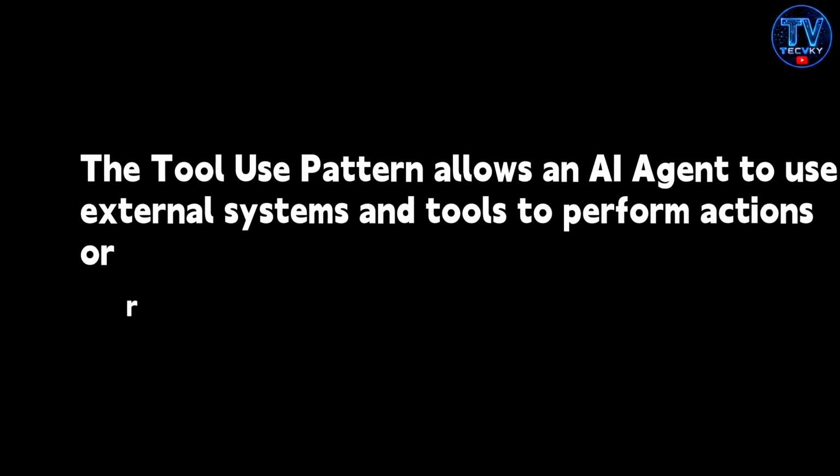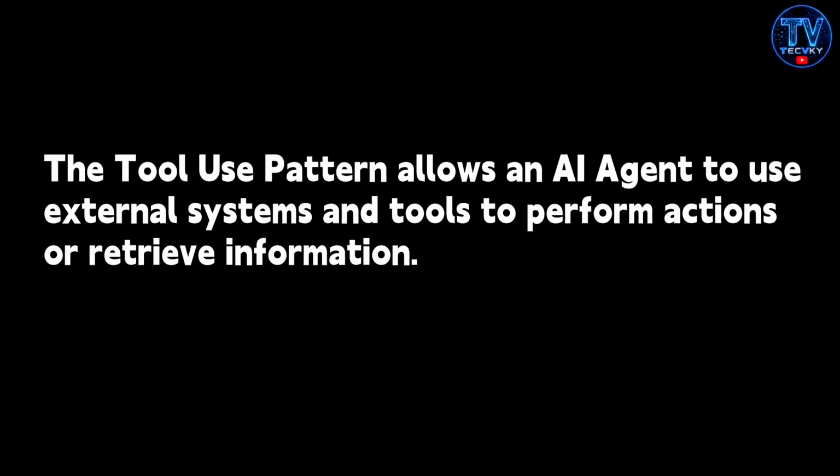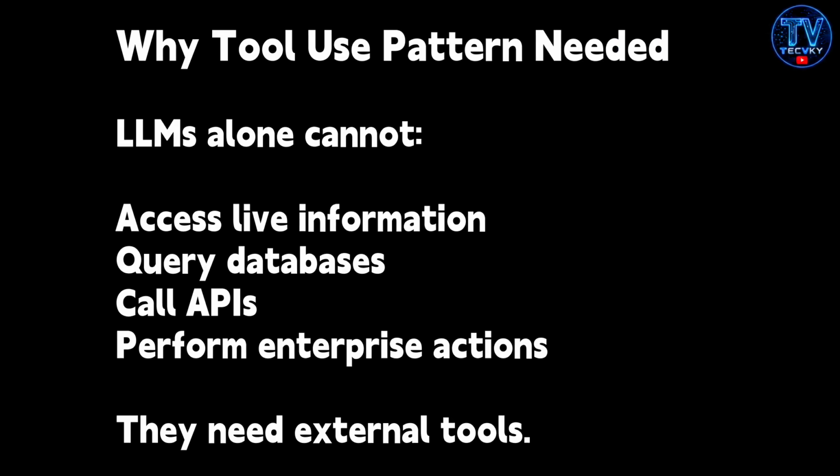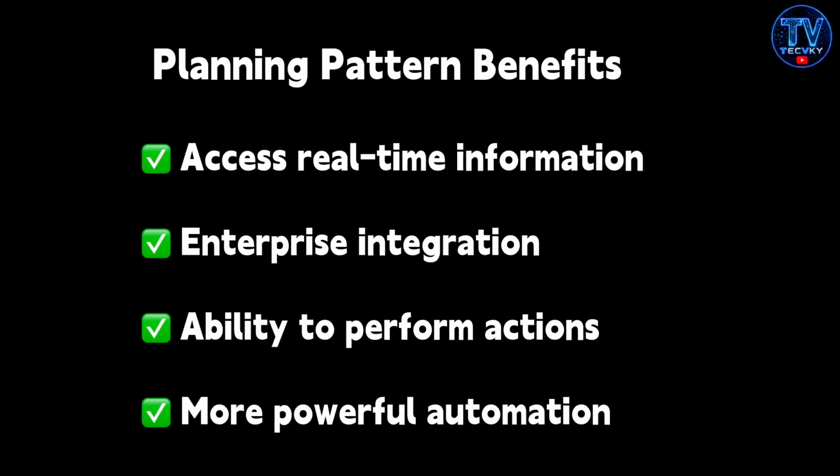The tool use pattern allows an AI agent to use external systems and tools to perform actions or retrieve information. So LLM plus tools equals agent. Why is it needed? LLMs alone cannot access live information, query databases, call APIs, perform enterprise actions. They need external tools. So what are the benefits? Access real-time information, enterprise integrations, ability to perform actions, more powerful automation.